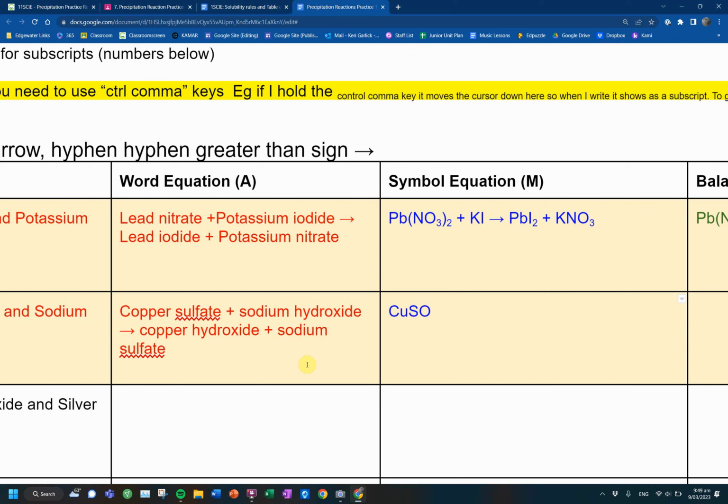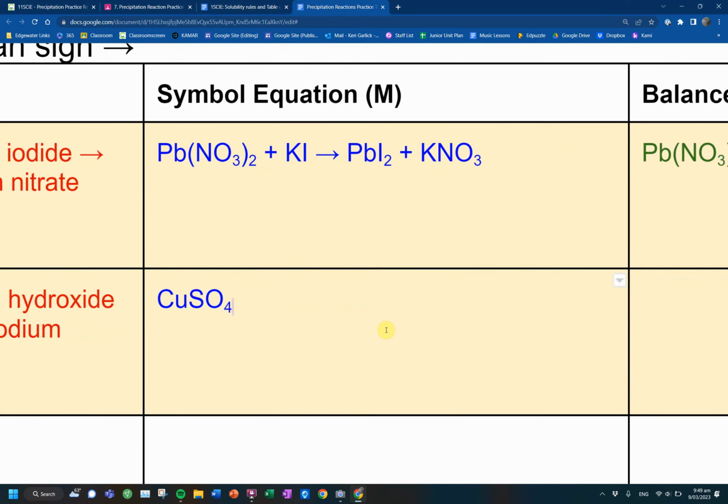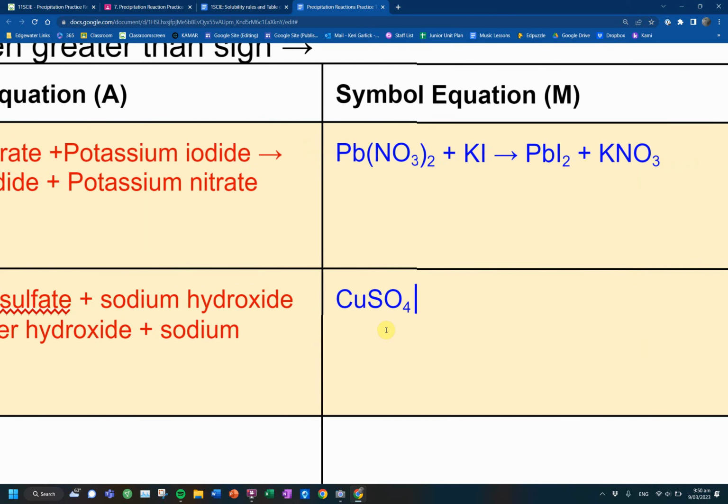The way we make the small 4 is that we're going to hit the control key and the comma key on our computer, and that's going to bring it down to make our tiny 4. Okay, control key, comma key, now I get a tiny 4. And if I want to undo that, and for my next bit, not have everything typed really tiny, control key, comma key, now we're back to normal. Okay? All right, so that's copper sulfate.